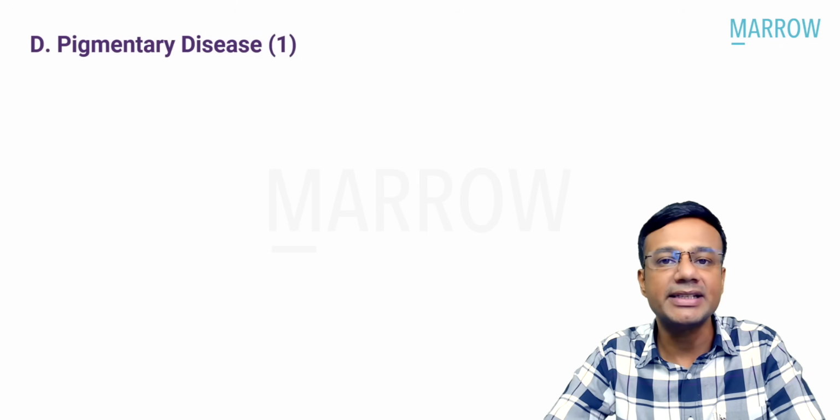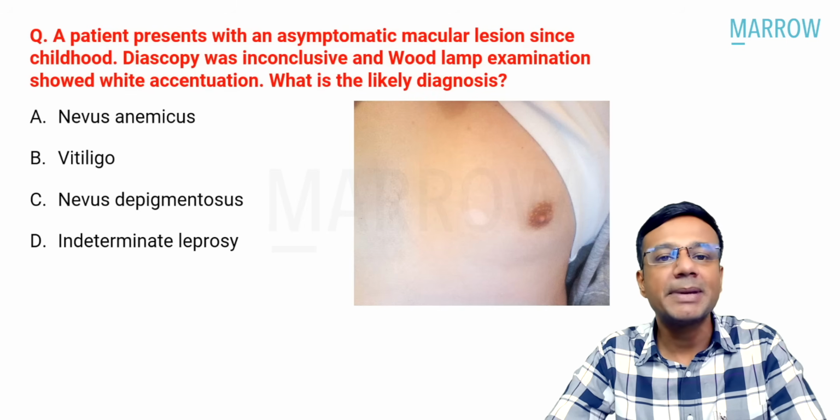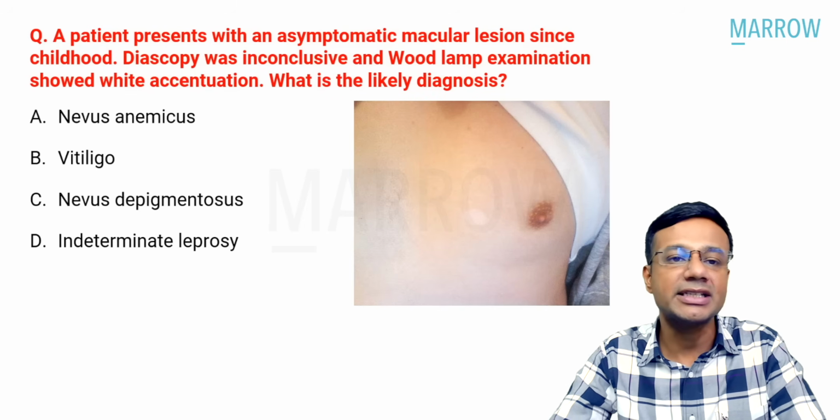Next, we move on to pigmentary disease. There was one question from this topic. A patient presents with asymptomatic macular lesions since childhood.